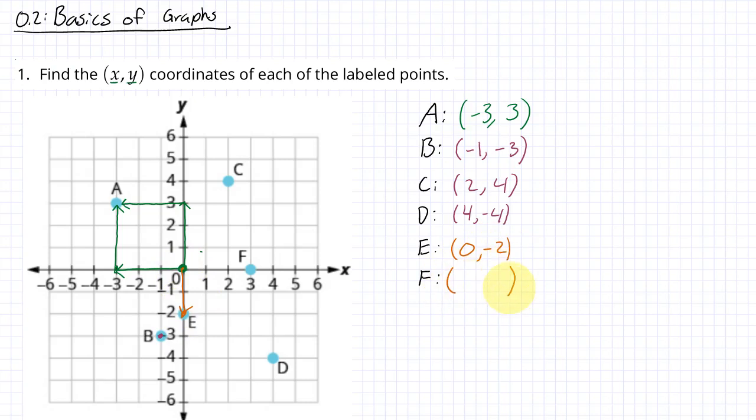Then let's look at F. F is on the x-axis. That means you don't go up or down in the y direction at all. You move 0 units in the y direction, you could say. So that means the y coordinate there is 0. The x coordinate is how far you have to move to the right to get to F, and that is 3 units.